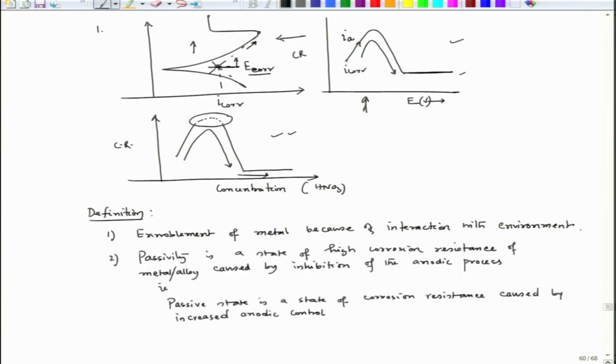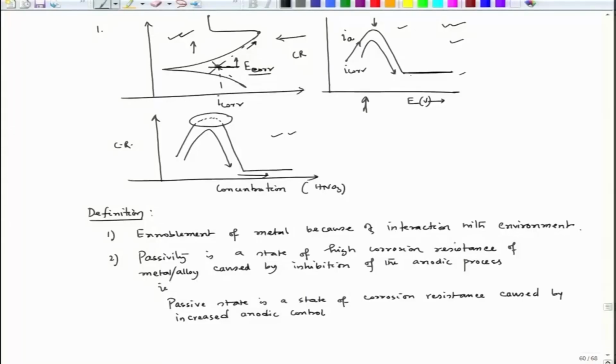The second statement we have here: passivity is a state of high corrosion resistance of metal and alloy caused by inhibition of the anodic process, or we can say that the passive state is a state of corrosion resistance caused by increased anodic control. If we compare this graph, we could see that this decrease in corrosion rate is taking place because of anodic polarization. So, we are getting into anodic control. We are not on the cathodic side, but on the anodic side of the metal, where our expectation is that the dissolution would increase, but instead of increasing, it decreases, of course, after reaching a maximum. Here also we could see that it reaches a maximum and then reduces with the increase in potential.